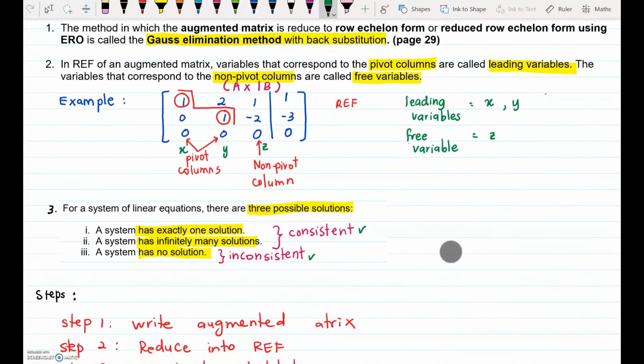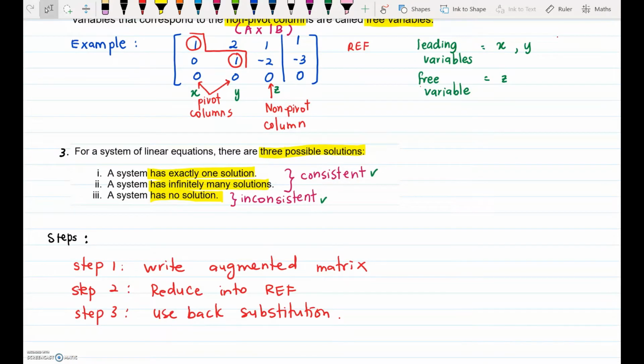Next, let's proceed with the steps. Basically, we have three steps to solve a system of linear equations using the Gauss elimination method. The first step is to start with the augmented matrix. Step 2, we reduce it until we get the form of REF, and lastly we use back substitution to find the solution for the system. So we start with an augmented matrix A|B, then reduce using ERO until we get REF, then use back substitution.